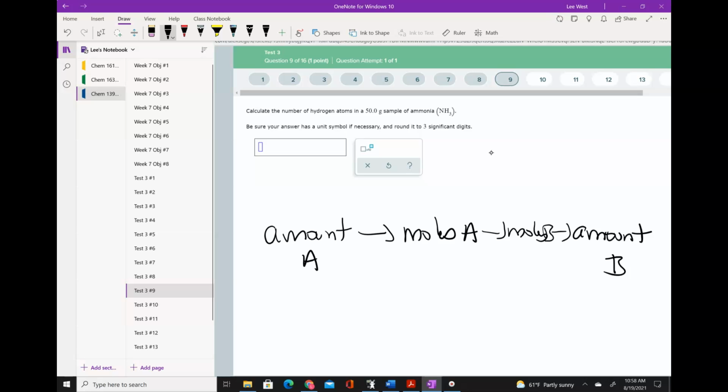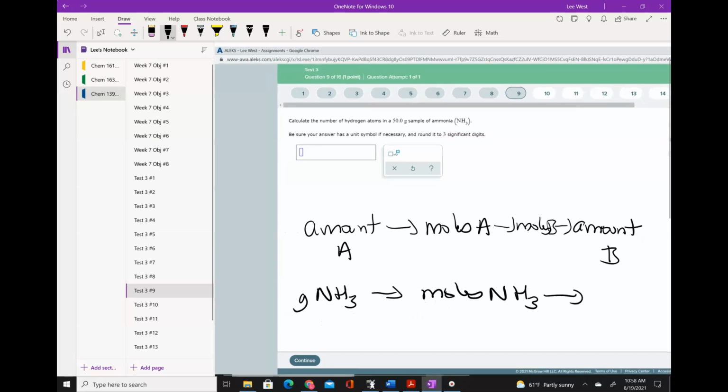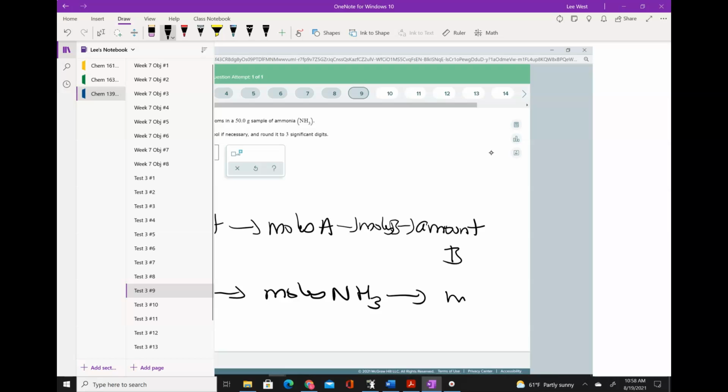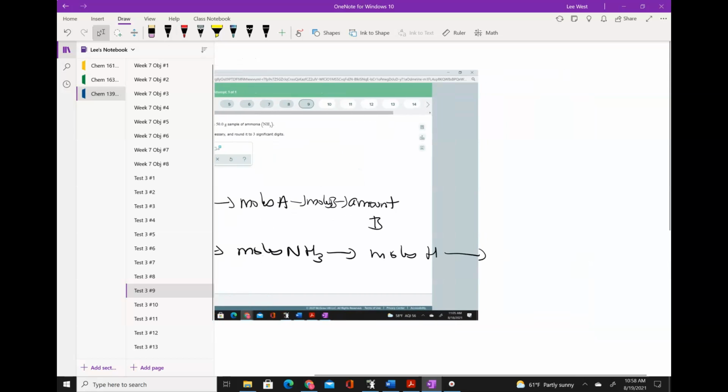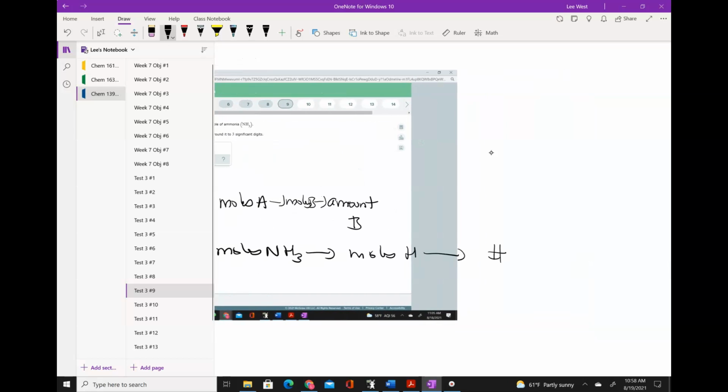So this is going to be my strategy. I'm going to go from grams of ammonia to moles of ammonia to moles of hydrogen, and then finally I'm going to go on to the number of hydrogen atoms, which is what we want in this case.